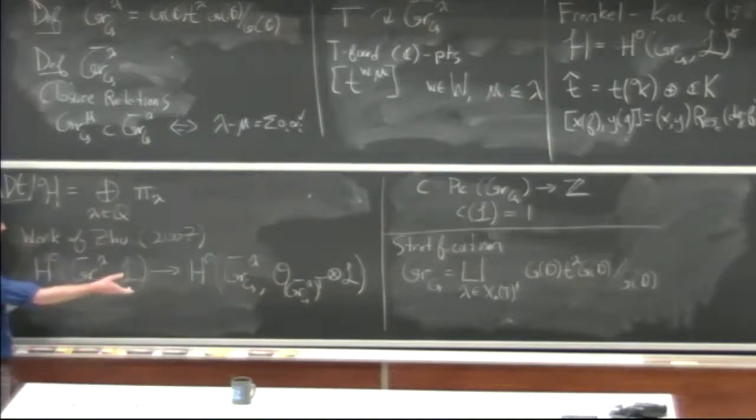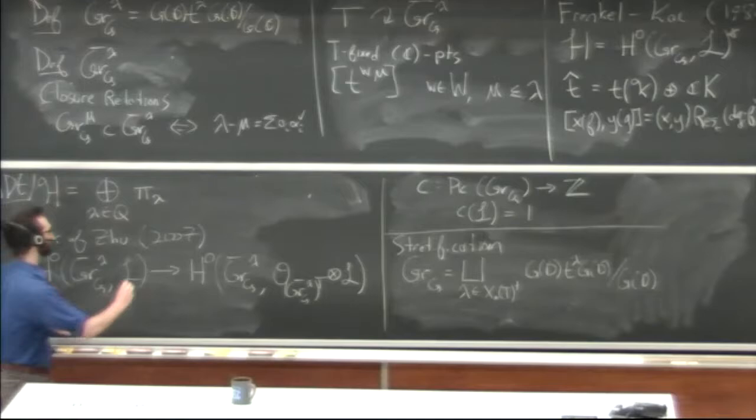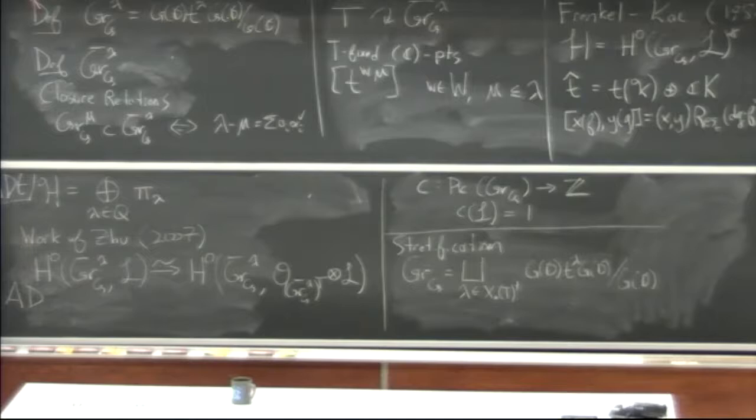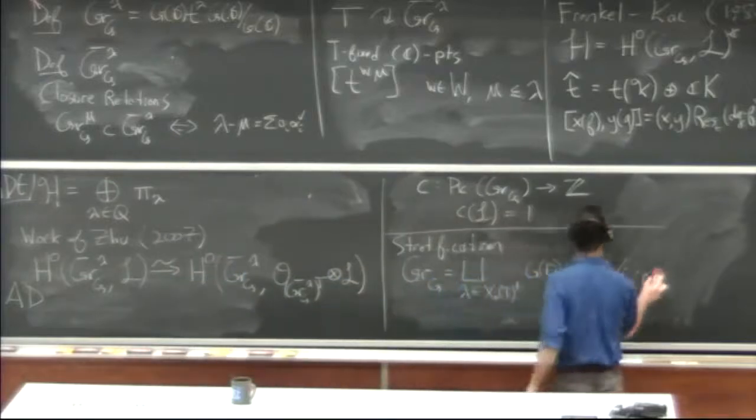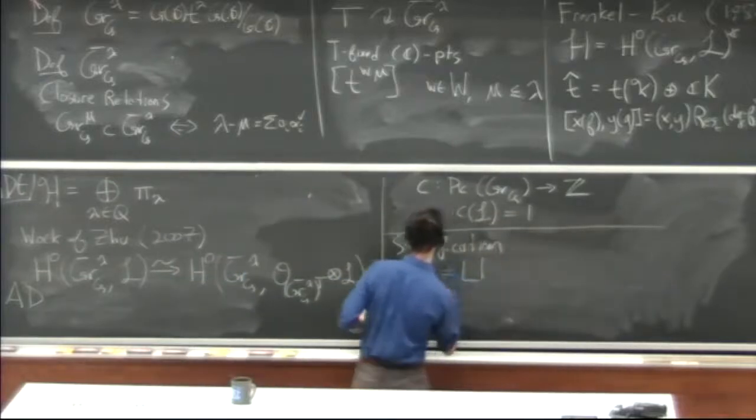Okay, we have such a map. And the work of Zhu says that in types A and D, this map is an isomorphism. This is the result that we will generalize. So I want to discuss some things about this. So some remarks.